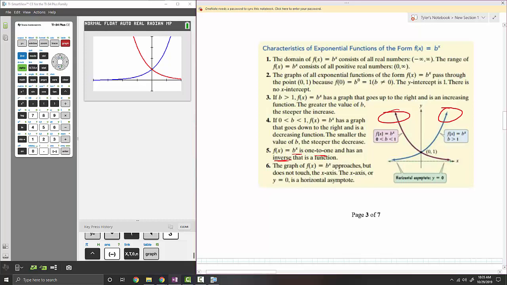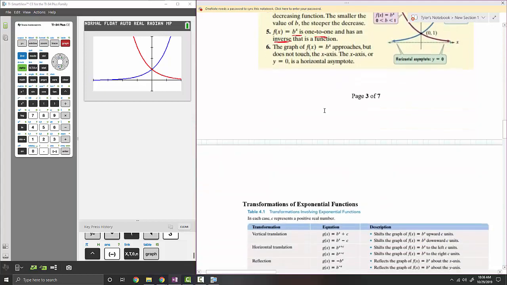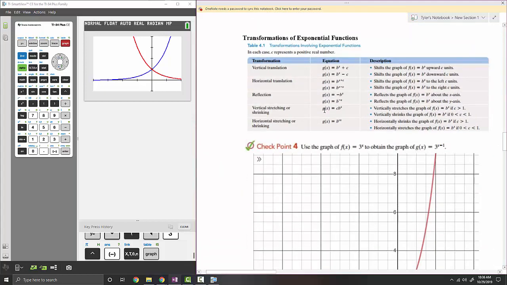And then the sixth characteristic is talking about the horizontal asymptote, right? So it doesn't touch the x-axis, so we have a horizontal asymptote at y equals 0 in this graph, right? We've kind of seen all these things before, but we're just putting it formally together. And then this is nothing new in terms of transformations, but just showing this explicitly.